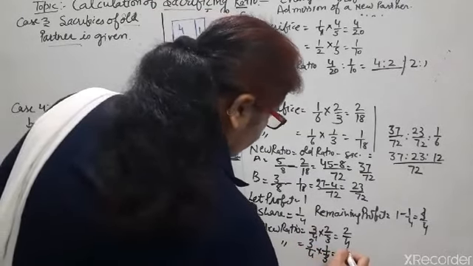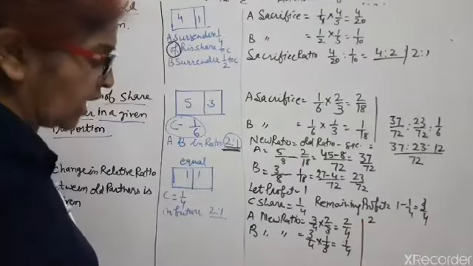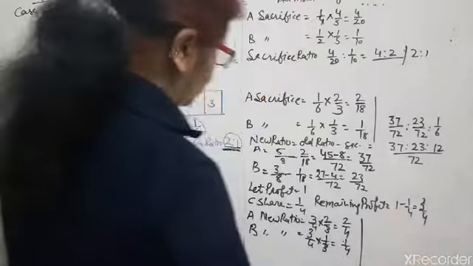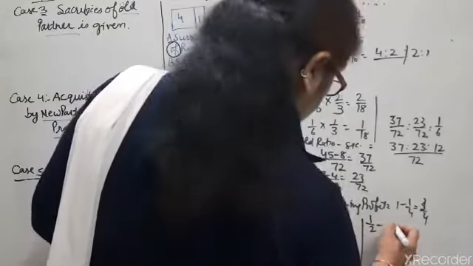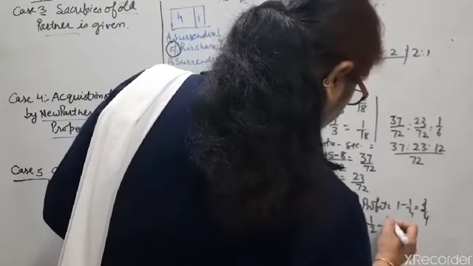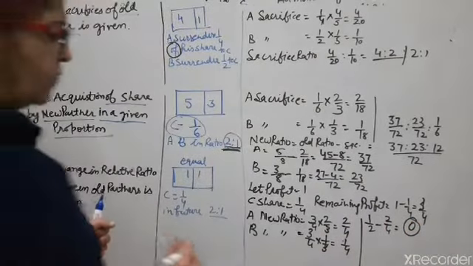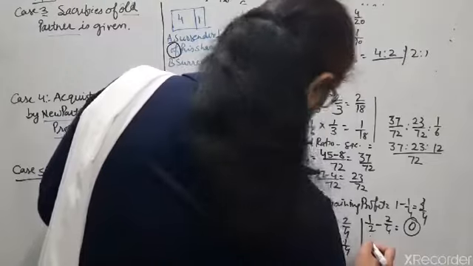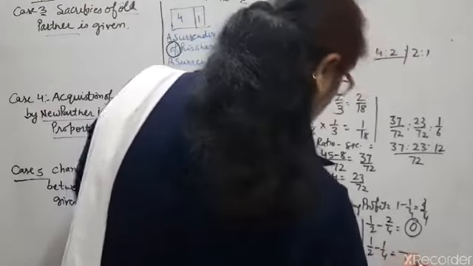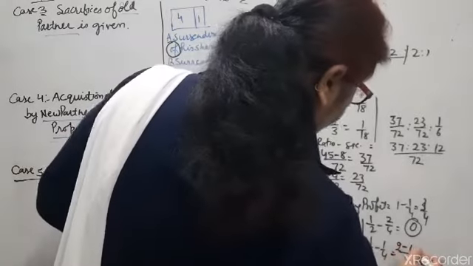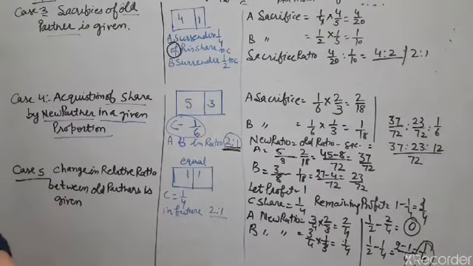Now we calculate the sacrifice ratio. The sacrifice ratio is calculated as old ratio minus new ratio. Old ratio is 1 by 2 and new ratio is 2 by 4. Then A is not sacrificing any part, and for B, old ratio is 1 by 2 and new ratio is 1 by 4. LCM 4, 2 to the 4, and here B sacrifices and gives the share to C.